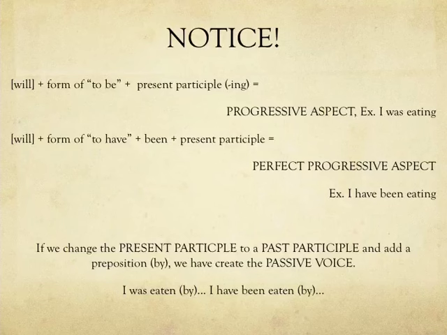If we change the present participle to a past participle and add a preposition, by, we have created the passive voice. So for example, the progressive aspect would be I was eating. The passive voice would be I was eaten. The perfect progressive would be I have been eating. And the passive would be I have been eaten.